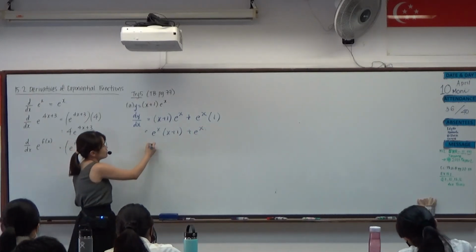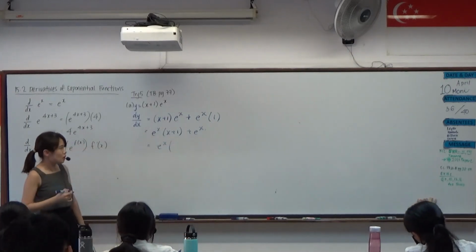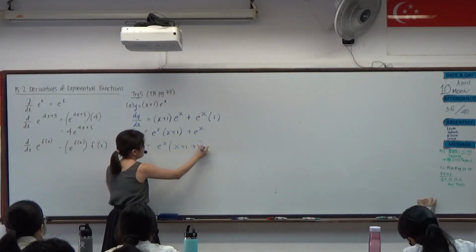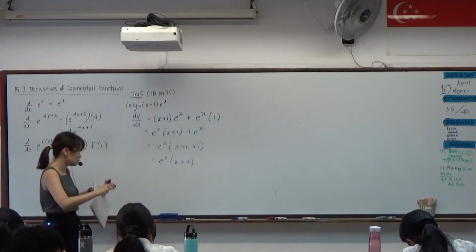But we can also factorize out e to the power of x if I want to simplify it even more by factorizing. That will give us x plus 1 plus 1, and that leaves us with x plus 2 in our brackets.